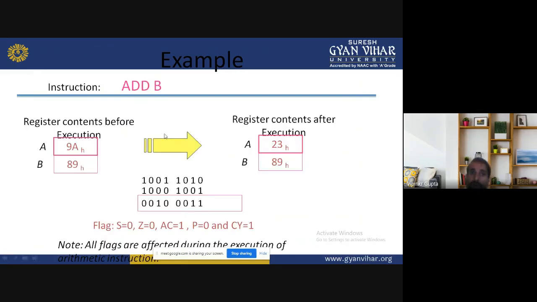So what is the length of this instruction? ADD B. ADD B has only the opcode, so it is a 1 byte instruction. And which is the addressing mode? A register to register operation will be performed, so it is the register addressing mode.